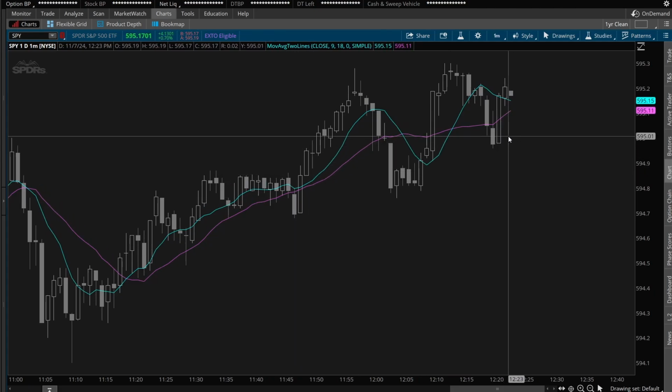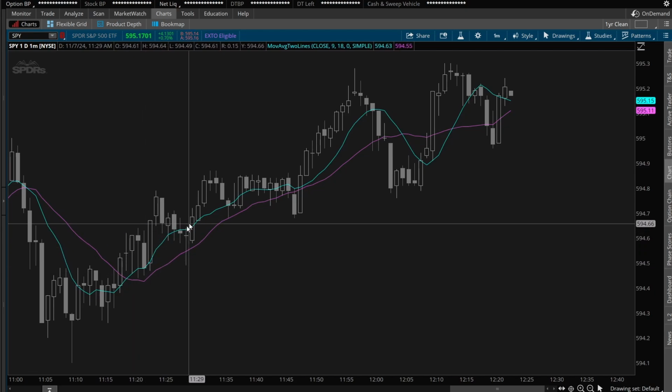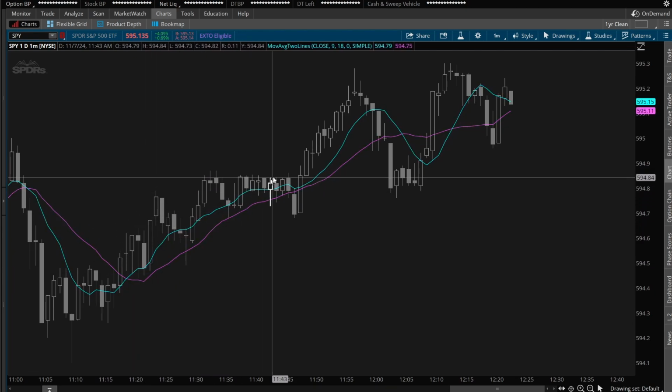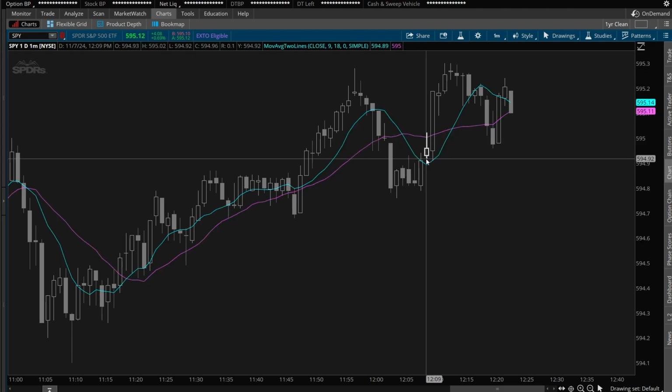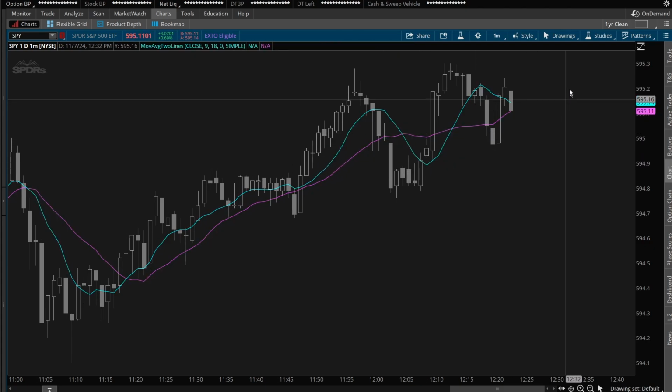Another way to trade this is if your short term is above the long term, you're bullish. If the short term is below the long term, you're bearish. That's another way to trade those moving averages.